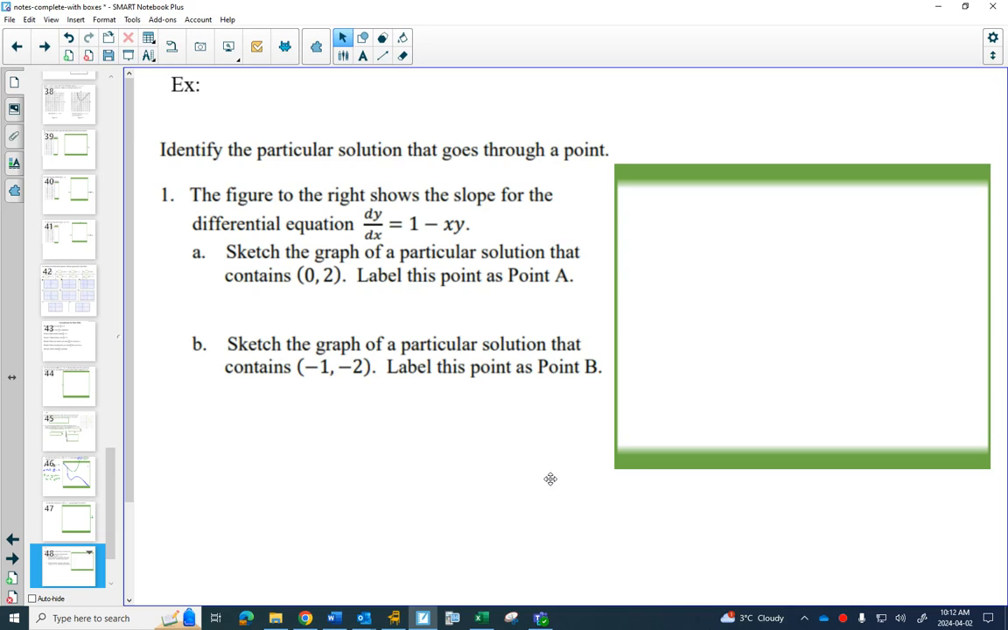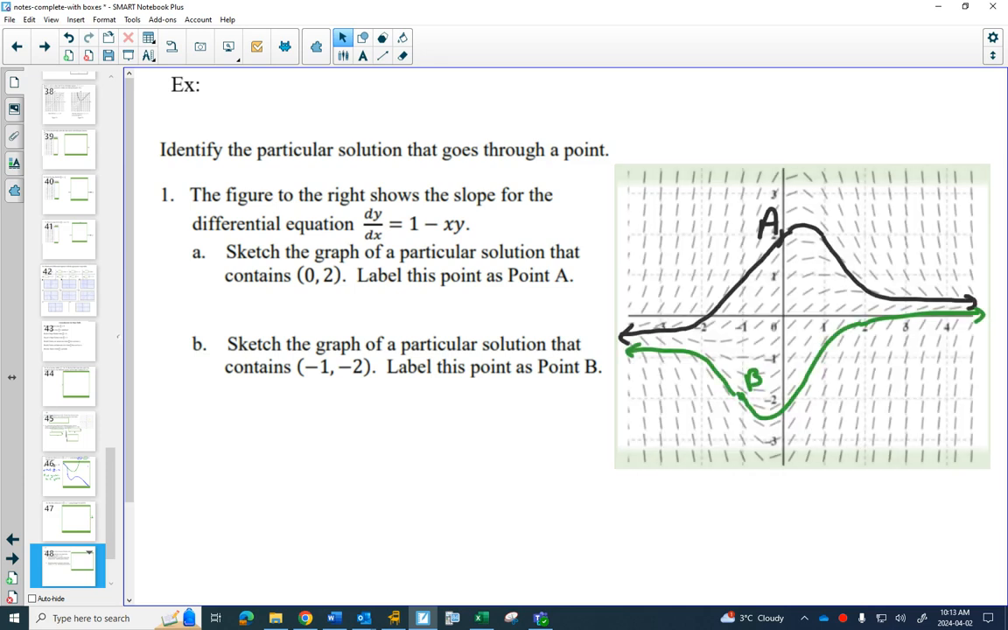So, identify the particular solution that goes through the point. The figure to the right shows the slope field for a differential equation. Sketch the graph through (0, 2). Right, that's part A. Label that part A. Sketch the graph for a particular solution through (-1, 2). That is part B.